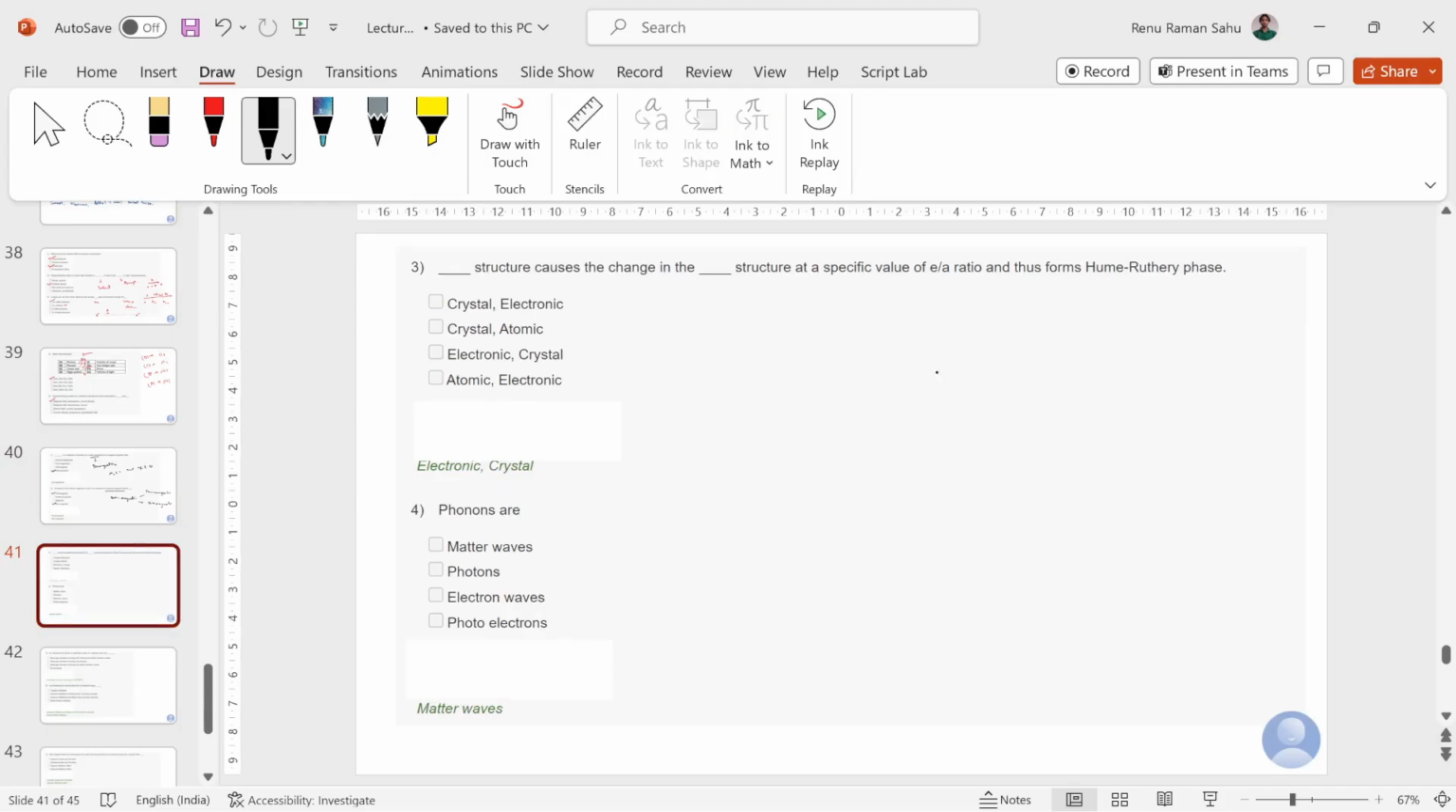So this causes the change in the structure. In the allotropic phase, what happens is, based on the electronic structure, the crystal structure will be decided, whether it is an FCC or whether it is a BCC. So phonons are the vibrations of the lattice or the matter. So these are matter waves.